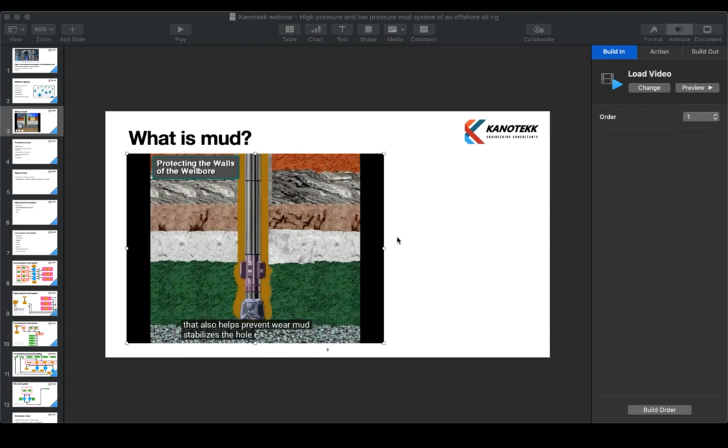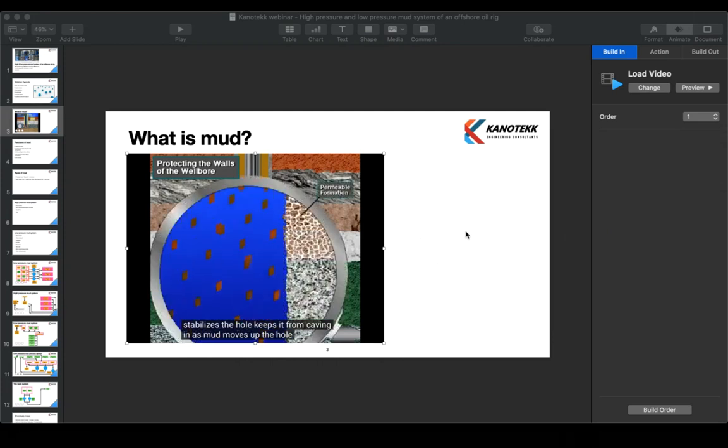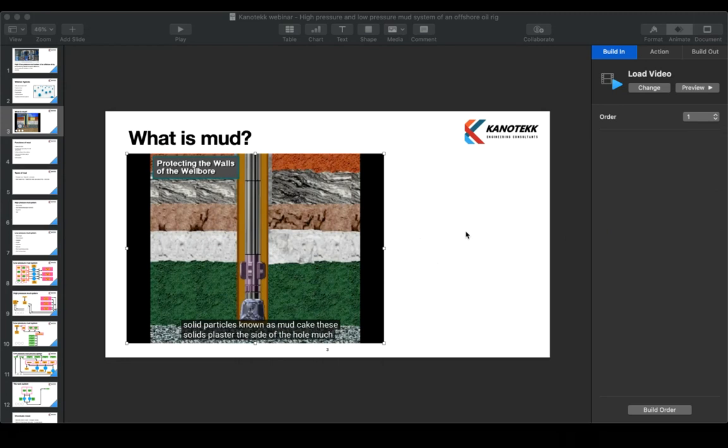Mud stabilizes the hole, keeps it from caving in. As mud moves up the hole, it usually flows by permeable formations. Permeable formations are those that allow fluid to flow. When the mud is next to a permeable formation, pressure forces the liquid part of the mud, the filtrate, into tiny openings or pore spaces in the formation, This leaves behind a thin sheath of solid particles, known as mud cake. These solids plaster the side of the hole, much like the plaster on the wall of a building. The wall cake helps keep the hole from caving in.